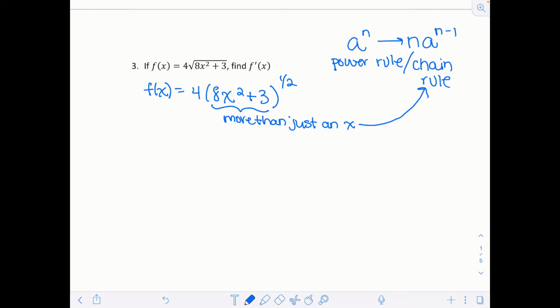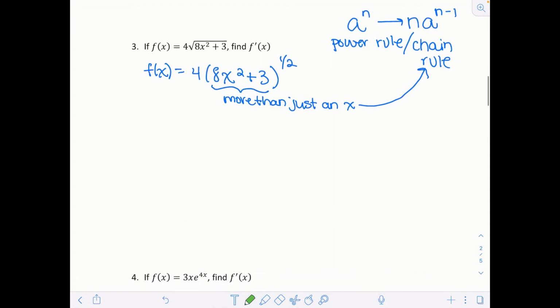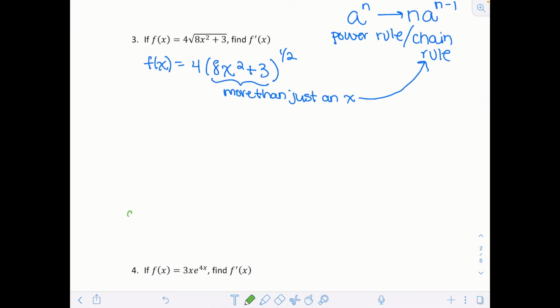And let me switch colors here real quick, because I think the best way to illustrate this is to rewrite the problem where the base is now just an x. So this would be an example of how we would take the derivative if we don't need the chain rule, because there's nothing more complicated in the base. The base is just a single variable, in this case an x. So if we take the derivative, the 4 is the constant in the front, so I'm just going to leave it as a 4.